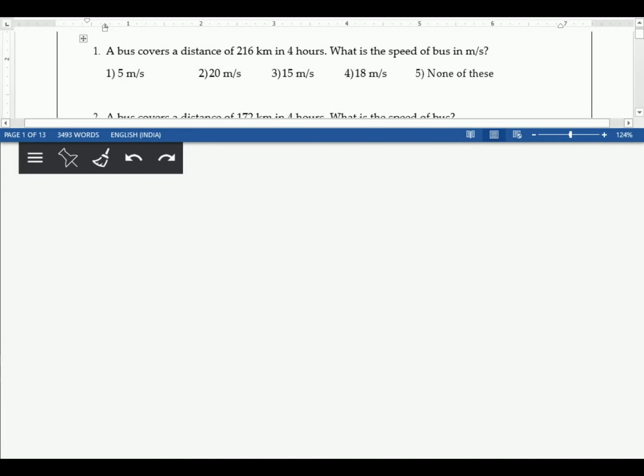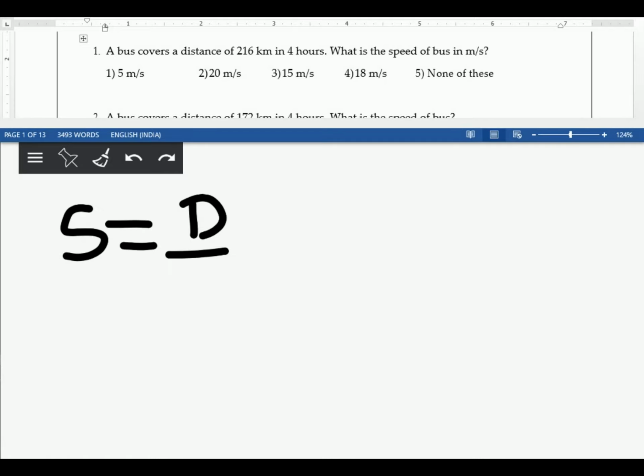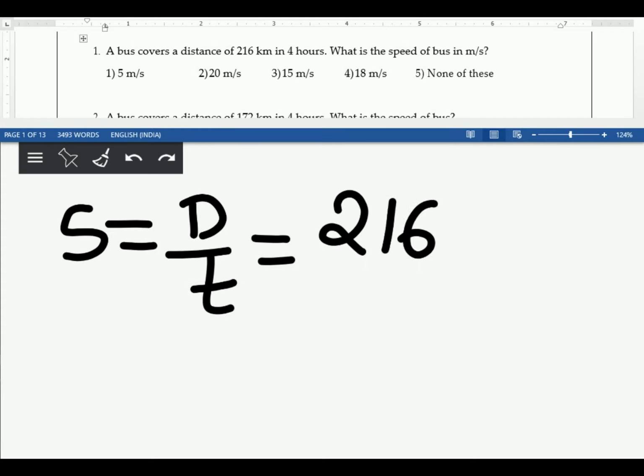Our first question. A bus covers a distance of 216 kilometers in 4 hours. What is the speed of the bus in meters per second? As we know, speed is equal to distance by time. Here the given distance is 216 kilometers and the time is 4 hours.